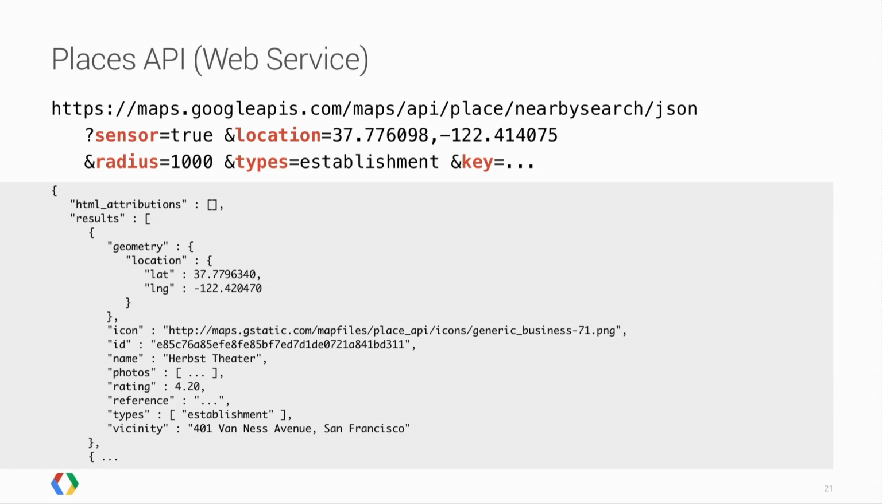We're also specifying a types filter. You can filter over 100 types. For example, restaurants, lodging. We saw a lot of hotels, so maybe you want to filter out the lodging. And also art galleries and things like that.